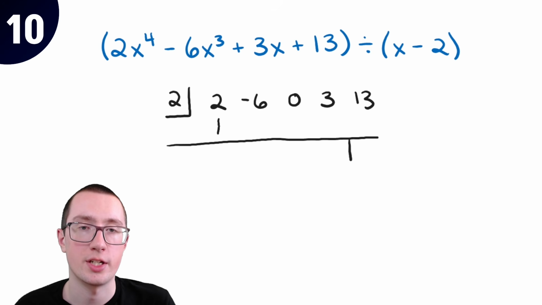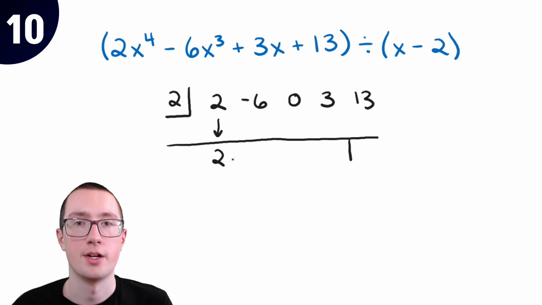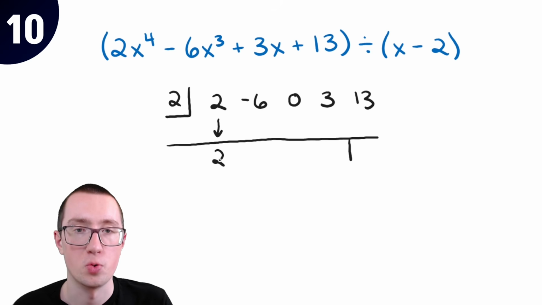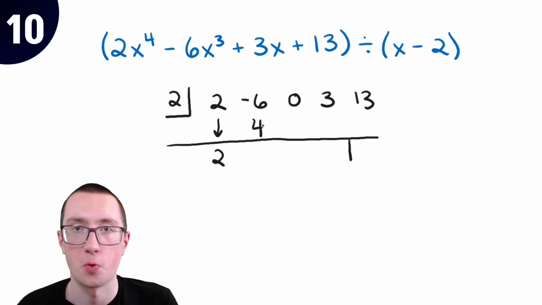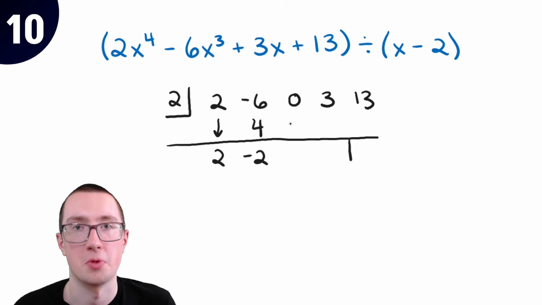So we start by bringing down our first number, which is 2. That's going to be the first number of our answer. And then we multiply and add. So multiply to the number in the box. 2 times 2 is 4. And then we add. -6 plus 4, you lost $6, you got 4 back, so you're still down $2, so minus 2. Then we keep following the steps, multiply and add.